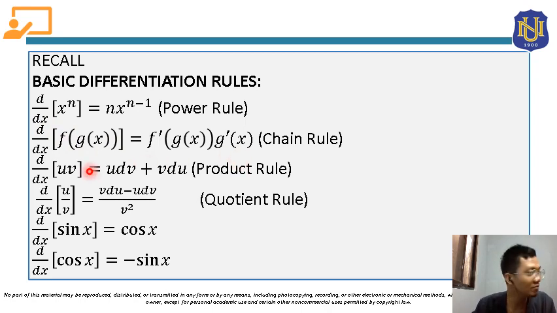Okay, you also have to recall our product rule for differentiation. If we have the product uv, the derivative will just be u dv plus v du. For the quotient rule, if we have the derivative of u over v, that will just be v du minus u dv over v squared. Also, the derivative of sine x is equal to cosine x, and the derivative of cosine x will be negative sine x. So it will be useful here, class. You have to recall these differentiation rules.